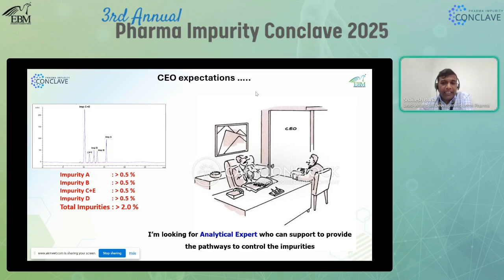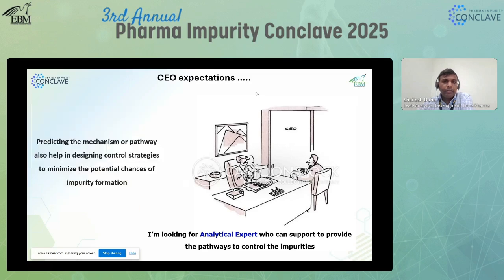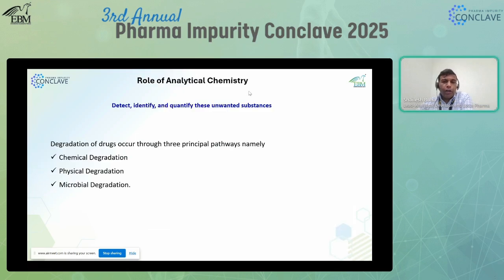So the analytical part starts from here. Predicting the mechanism or pathways helps in designing the control strategy. I think we discussed this a little in the previous session also, to minimize the potential chances of impurity formation. So now what is the role of analytical chemistry over here? To detect, identify and quantify these unwanted substances.